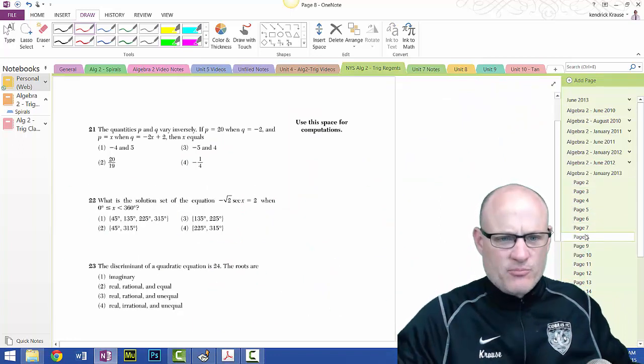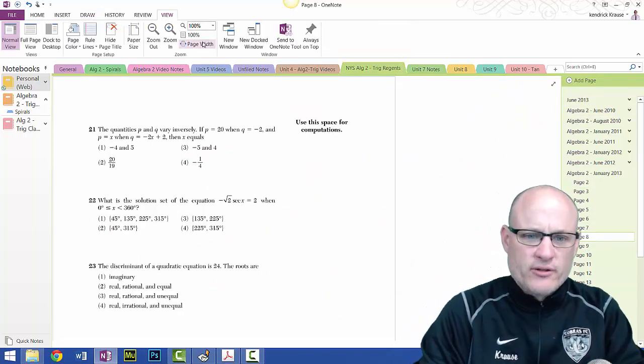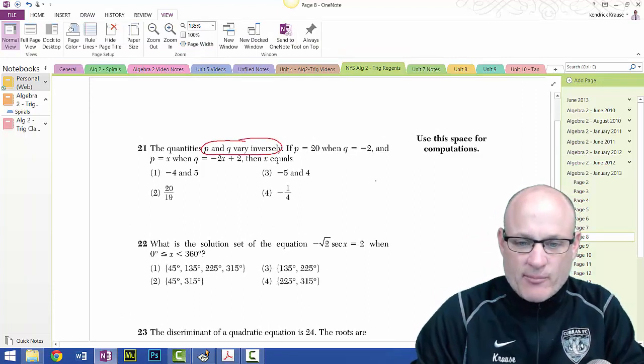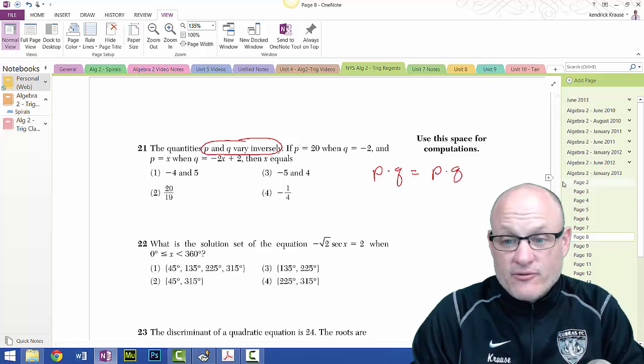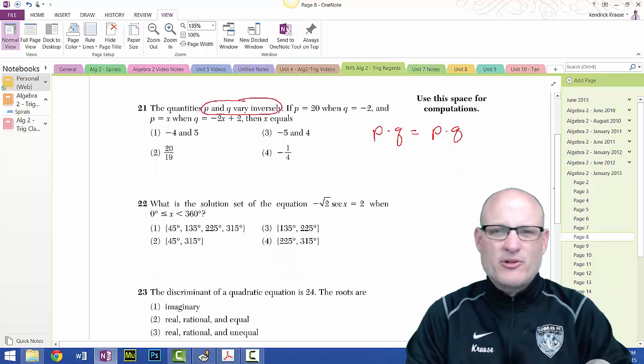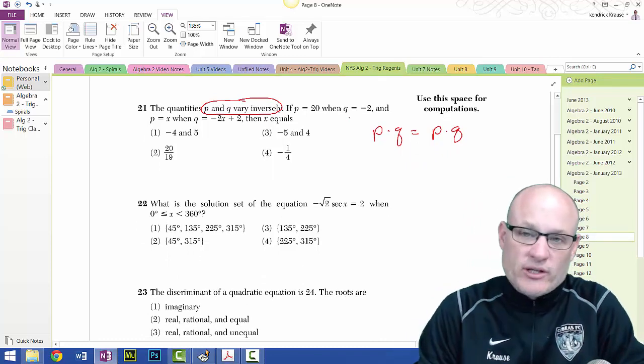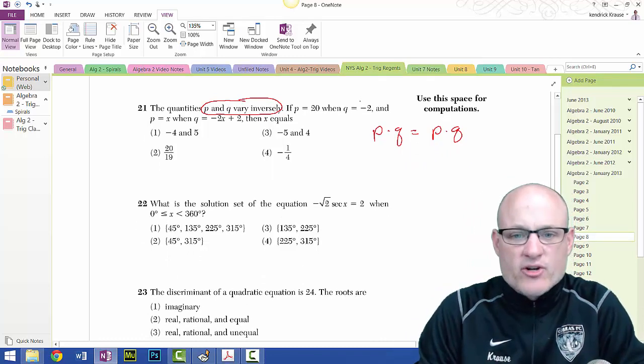Moving on, kids. We're just moving. We're flying. We're cruising. All right, P varies inversely. Bam! As soon as I see that, kids, I'm going to write P times Q equals P times Q. That's the varies inversely formula. I know your teachers probably taught you P times Q equals K, and then find the K value, and then set it. I like P times Q equals P times Q. Sub them in, and you're done.